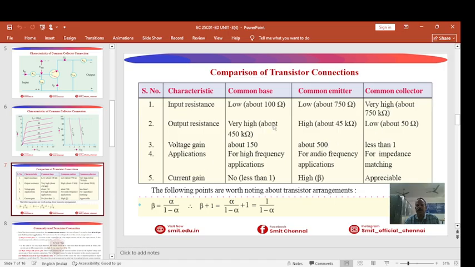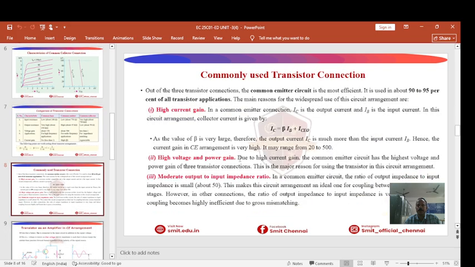Where can we use these? CB is meant for high frequency applications, whereas CE is meant for amplification purposes, that is audio frequency applications, whereas CC can be used for impedance matching or isolation purposes. You see the voltage gain: for CB it is less than 1, for CE it is high, for CC it is okay. So these are the things that we can observe. Based on the typical values, we can use the transistors in common base or common emitter mode.